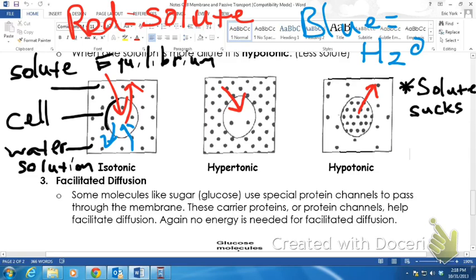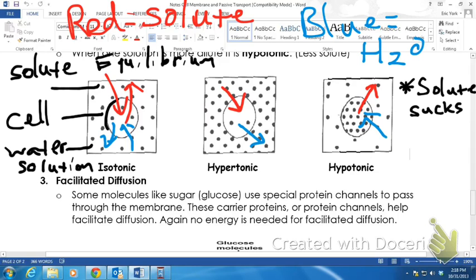In the next one, for hypertonic, which one has more salt concentration? Outside. So imagine this has more straws out here. Where's the water going to move? It's going to move out. And the third one, there are more straws inside the cell, so where's the water going to move? Inside.